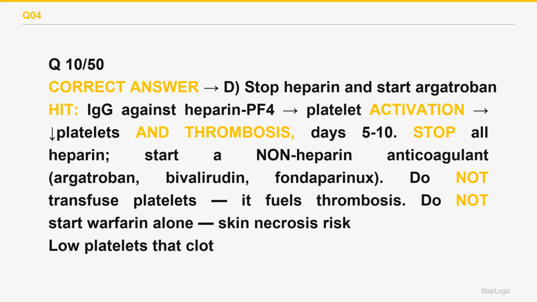The correct answer is D. Two prohibitions define correct management and are what choices A, B, and E each violate. Platelet transfusion is avoided because it supplies more substrate for the ongoing activation and can worsen thrombosis. Starting warfarin alone is avoided because its early depletion of proteins C and S deepens the prothrombotic state and can cause venous limb gangrene and skin necrosis. Warfarin is introduced only after an alternative anticoagulant has taken effect and the platelet count has recovered. If you see thrombocytopenia with new thrombosis on heparin, then stop heparin and anticoagulate differently.